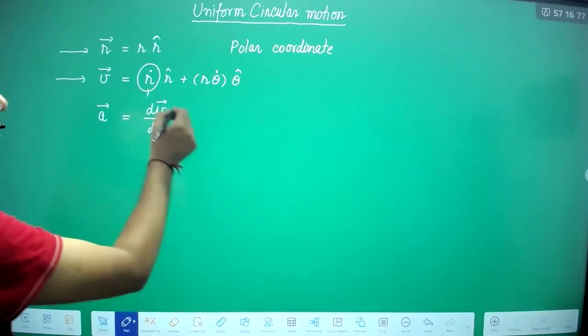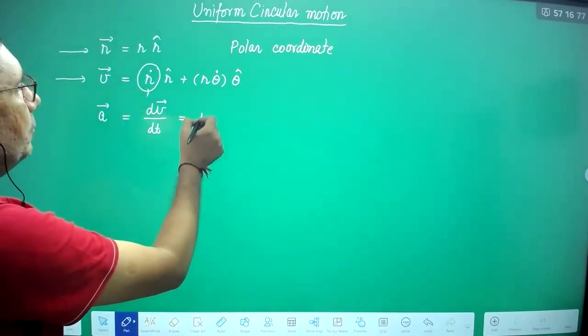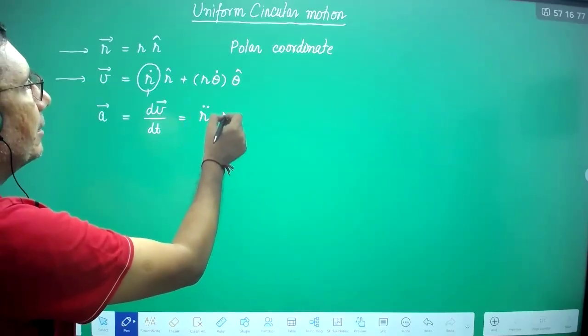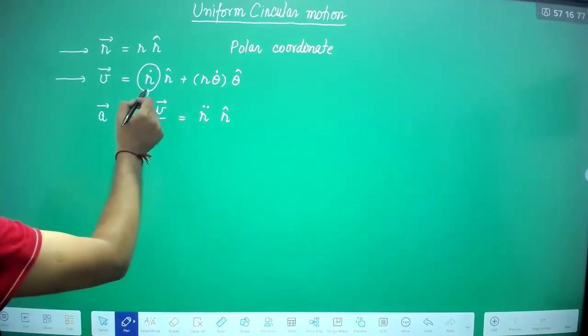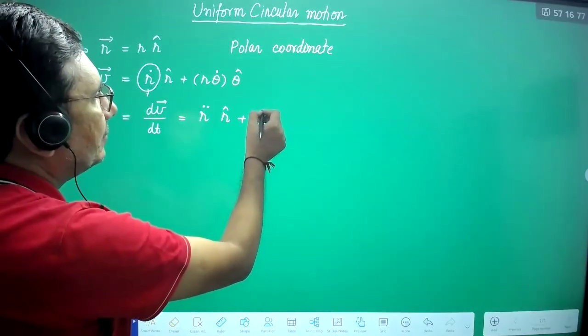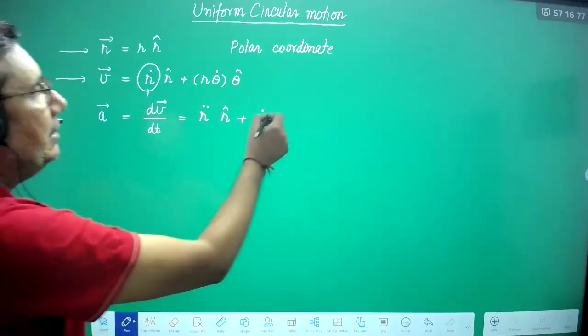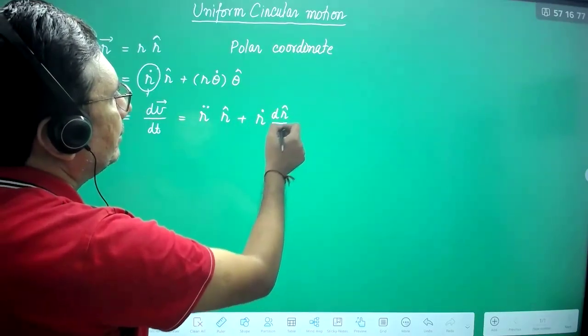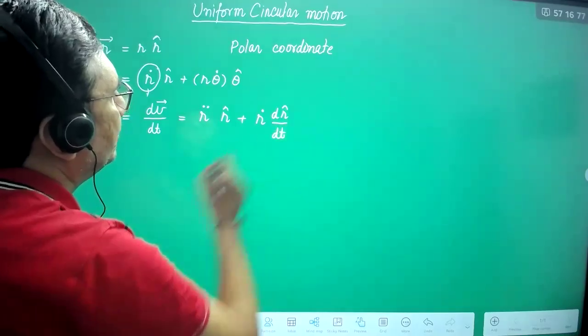So first differentiate this R dot. This will provide you R double dot, R double dot R cap. Second, keep R dot as it is. This will be R dot, and this will be dR cap by dt. So the first two terms will be this.